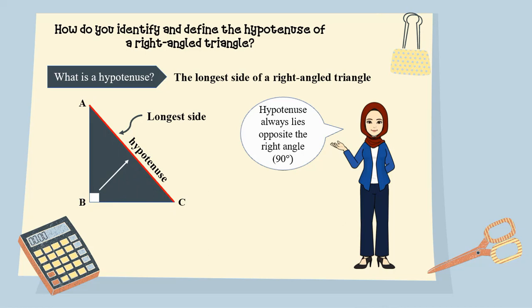So there are two ways to identify the hypotenuse. The first one is the longest side. The second one is opposite to the right angle, the 90 degree. So for this example, if we want to identify the hypotenuse, we look at this 90 degree, the right angle. So the opposite of the right angle is this side. So this is the hypotenuse.